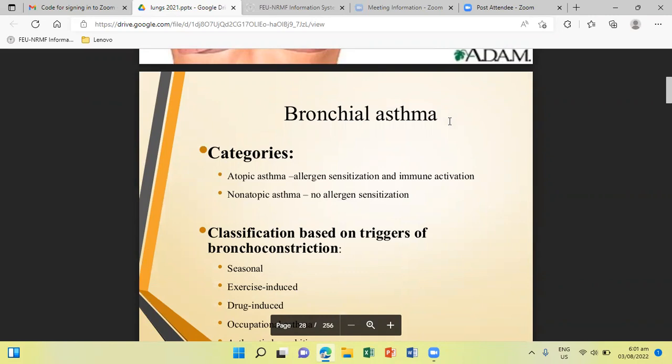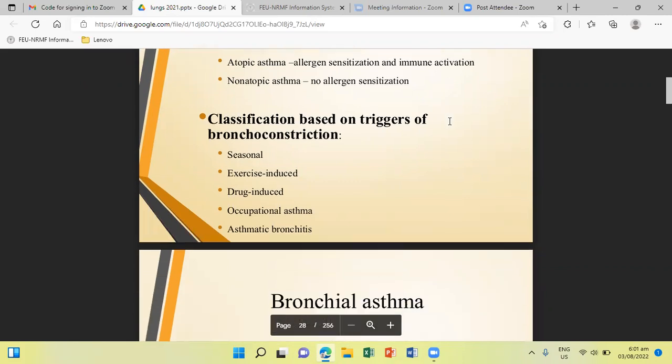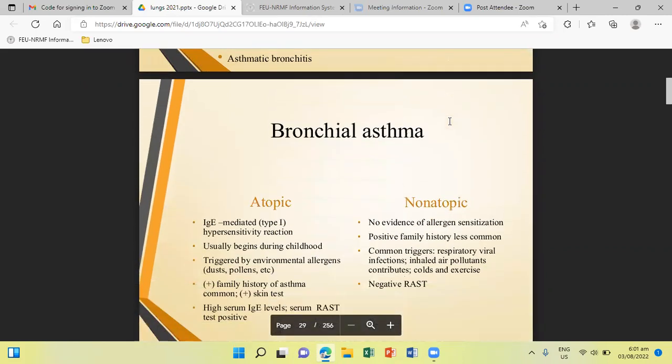However, there are also other causes, like as you can see here, these are examples of non-atopic asthma triggers. For example, it may be seasonal, it may be exercise-induced, it may be secondary to drugs. It may also be occupational, like smoke and fume exposure. So these are other etiologic agents of asthma.